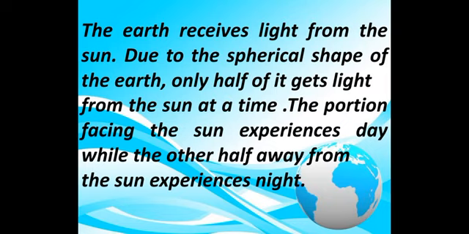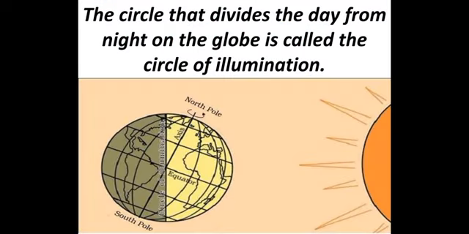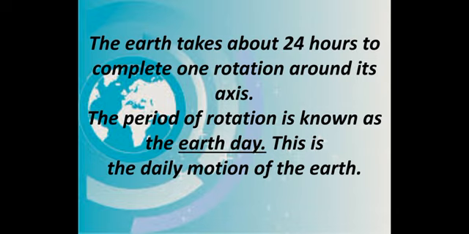The earth receives light from the sun. Due to the spherical shape of the earth, only half of it gets light from the sun at a time. The portion facing the sun experiences day, while the other half away from the sun experiences night. The circle that divides the day from night on the globe is called the circle of illumination. The earth takes about 24 hours to complete one rotation around its axis. The period of rotation is known as the earth day. This is the daily motion of the earth.